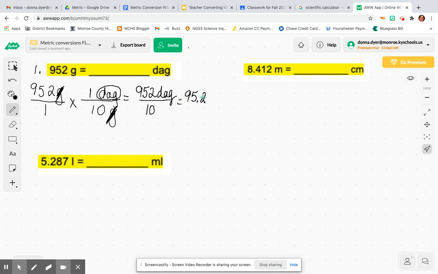95.2. And don't forget your unit, decagram. I don't want to see an answer without a unit, guys. Our answers have to have units, so make sure that you give me a unit. All right, let's do another example.